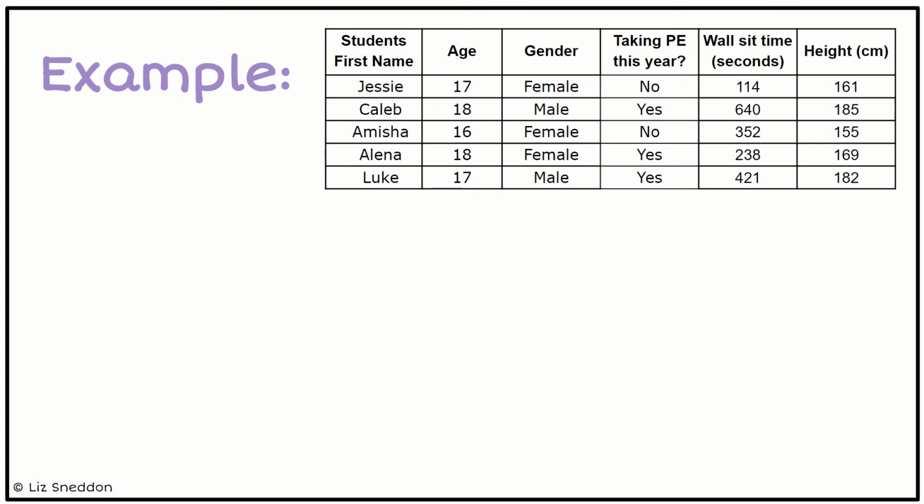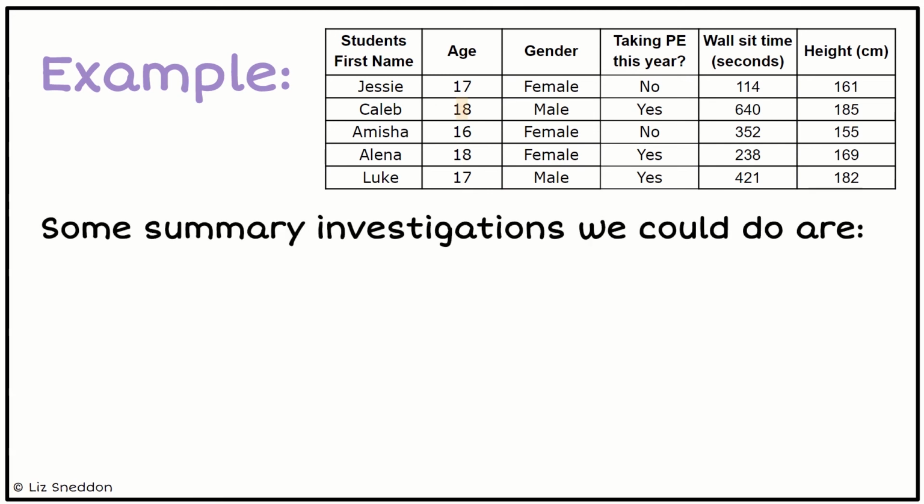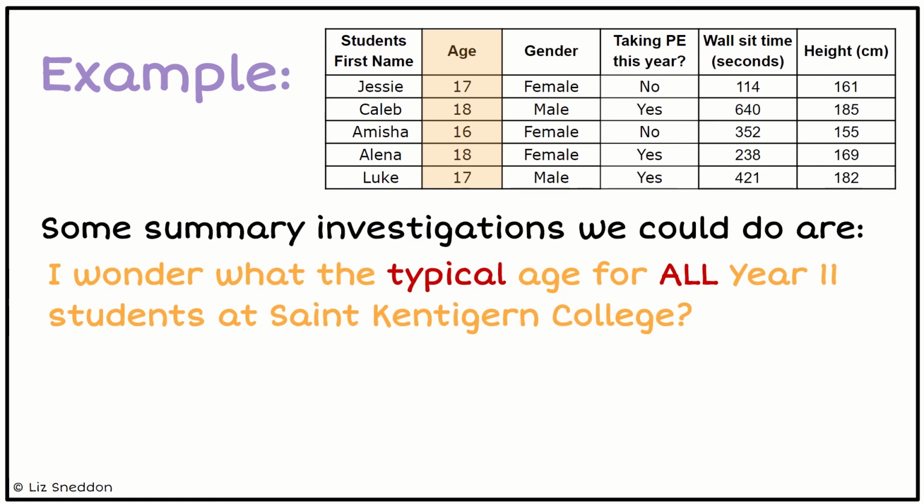So let's have a look at writing some questions and putting all that together. Start by choosing, for example, the age variable. Let's write an investigation question using the age. So I wonder what the typical age is. I've looked at this and gone, age is numbers, it's numerical data. So I'm going to use either the word typical or tends. And I'm going to ask, what's the typical age for all of the Year 11 students at St Kentigern College? Because I need to refer to my population.